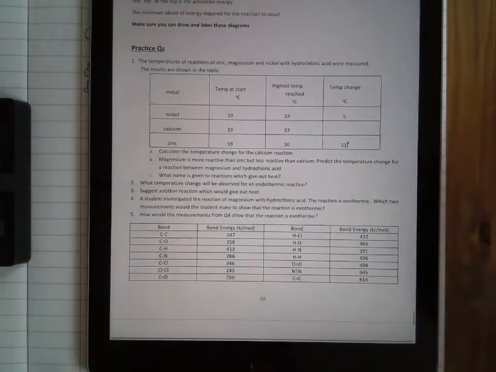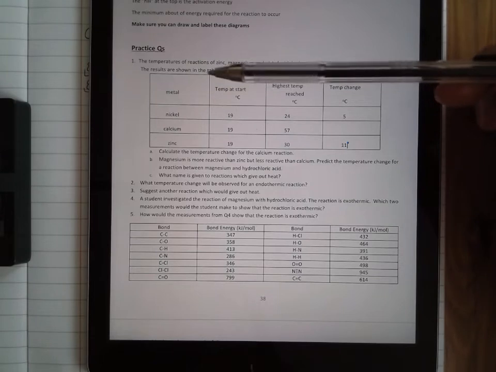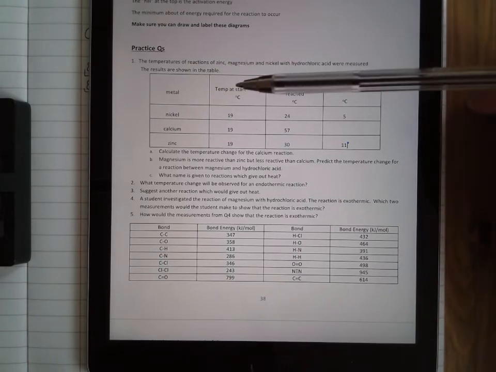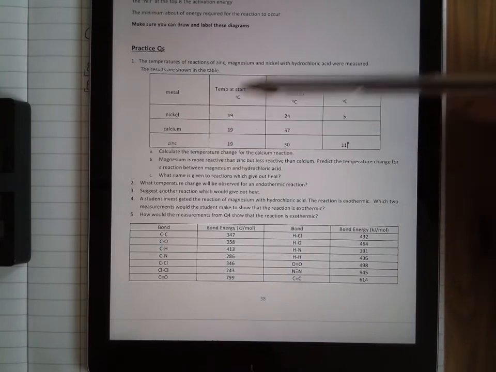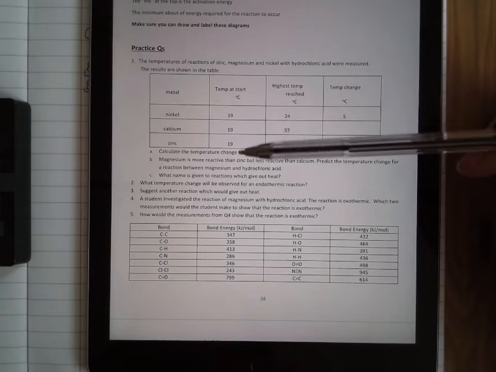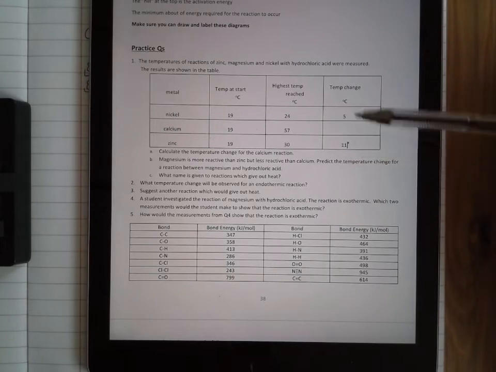Okay, so I have given you a table here in question number 1, which we're going to go through together now. The temperatures of reactions of zinc, magnesium, and nickel with hydrochloric acid were measured, and the results are shown in the table. So you've taken these 3 metals, you've reacted each of them with hydrochloric acid. You've taken the temperature at the start each time, and then you've taken the highest temperature reached, and you're asked to calculate the temperature change.